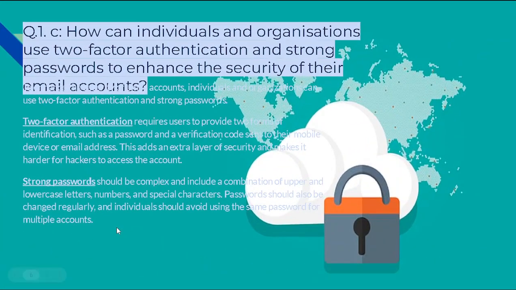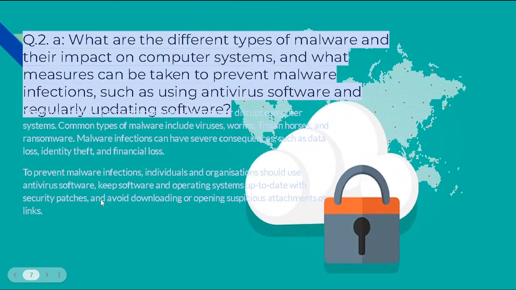These are the things. Now the other question is how can individuals and organization use two-factor authentication and strong password to enhance the security of their email accounts? It's very simple. Two-factor authentication adds an extra layer of security, and strong password increases the complexity as it includes the combination of uppercase and lowercase letter, number and special characters. So it becomes very difficult for the attacker to perform brute force attacks.